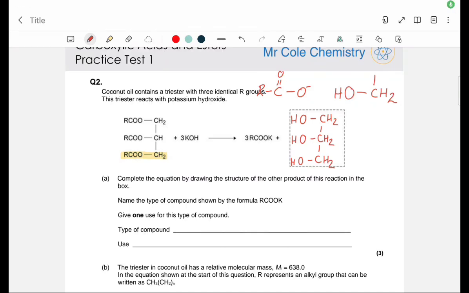The other parts of question 2a, the first one is the type of compound that is drawn out already. So it's saying, what is this? Well, I've already used the term quite a few times. It is a carboxylate salt, and the whole thing is used, just as it was in the previous question, as soap.